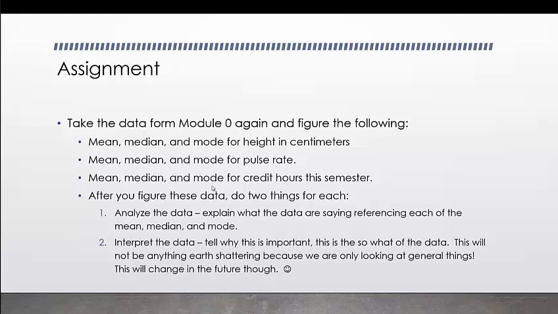So then you're going to analyze and interpret the data for each. So once you figure the mean, median, and mode in height, you're going to analyze the data, explain what the data are saying, referencing the mean, median, and mode. Typically these are going to be pretty straightforward because we're dealing with something as innocuous as height. Height really doesn't have an indication of your achievement in school. So it's going to be pretty innocuous. And then you're going to interpret the data to tell us the so what of the height. Okay? And again, there's going to be nothing earth-shattering here.